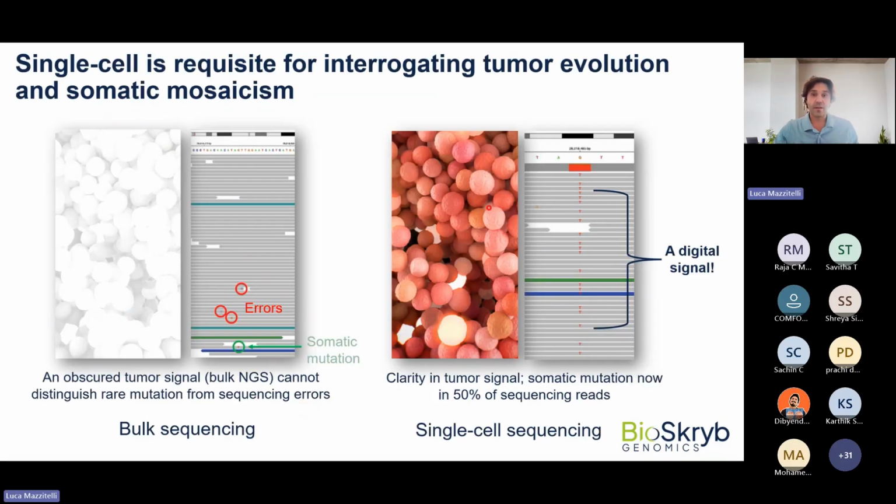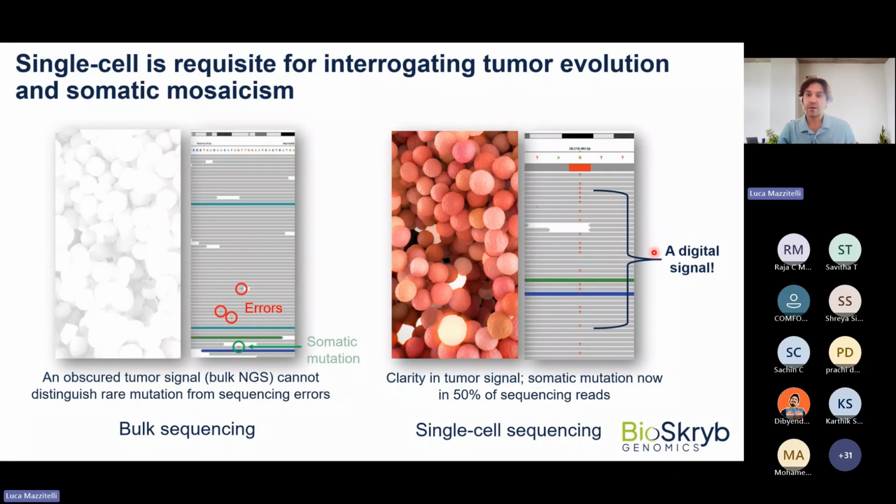So, single cell is really about clarity. And it is a requisite for interrogating tumor evolution or the heterogeneity and somatic mosaicism. On the left, what we see here is bulk sequencing that gives us a noisy average data where, for example, a somatic mutation, like the one here in green, gets buried or confused with sequencing or amplification errors, artifacts.